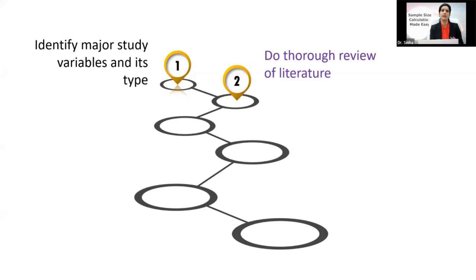And then based on that, we do the thorough literature review. Why do we do the thorough literature review? Because we want to have an estimate from the previous studies. That we will see how to do it.